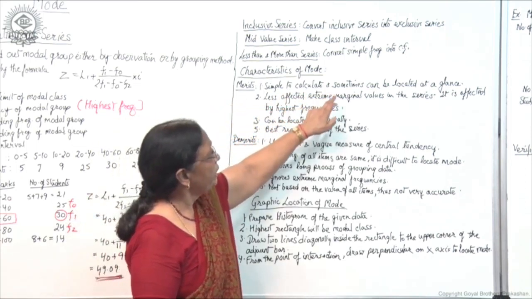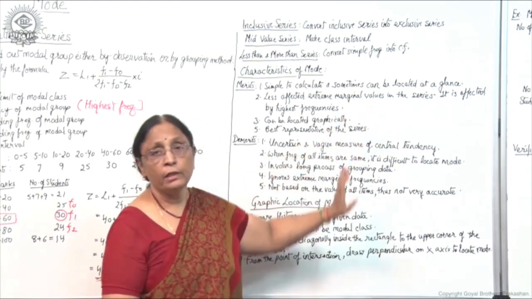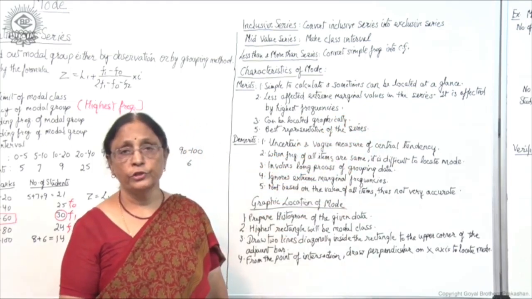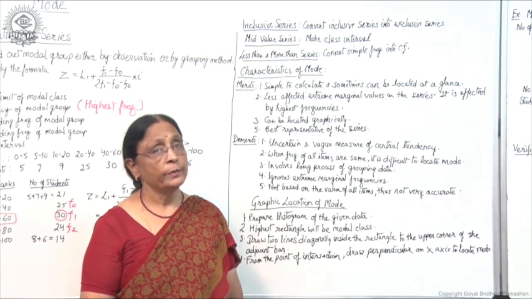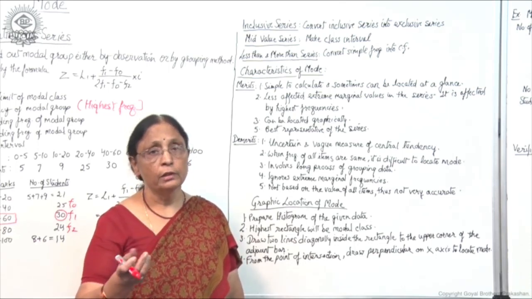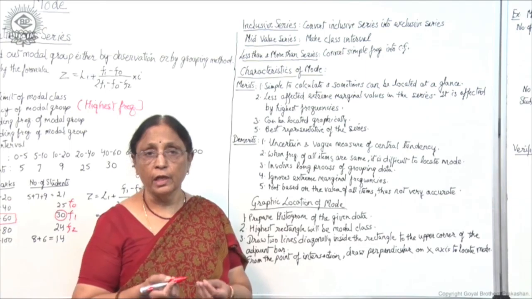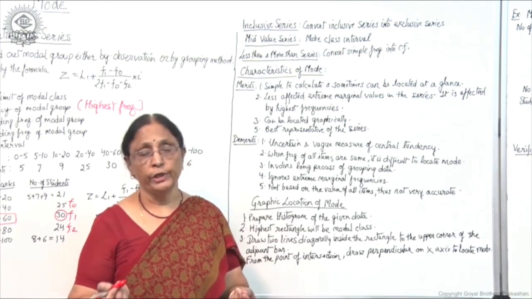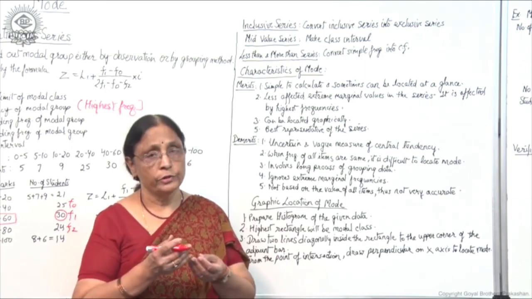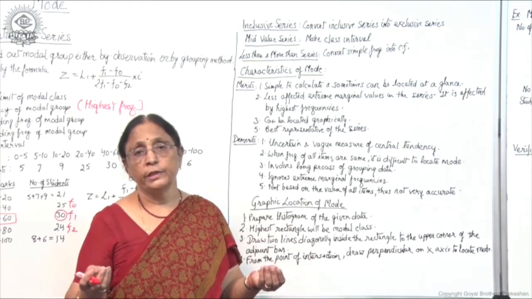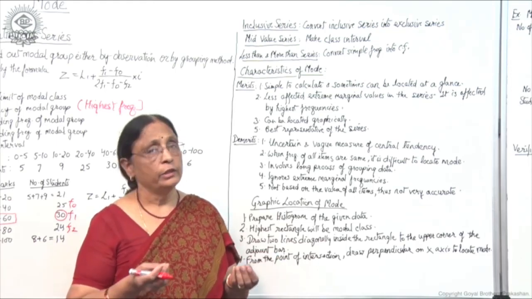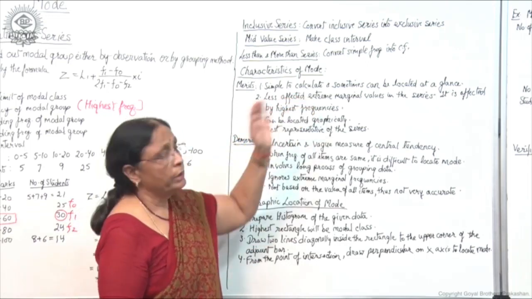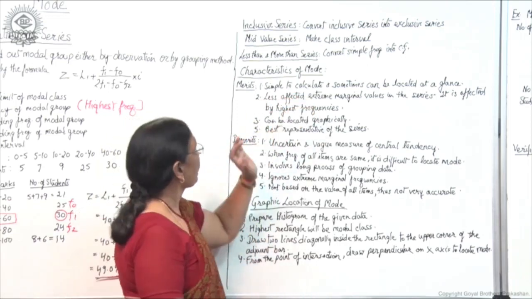Simple to calculate and sometimes can be located at a glance. Mode is not a very difficult calculation, and sometimes just looking at the series, at a glance you can find out what the mode is, if the frequency or the series given to you is not very big and has simple figures. Then it is easy to locate mode at a glance.